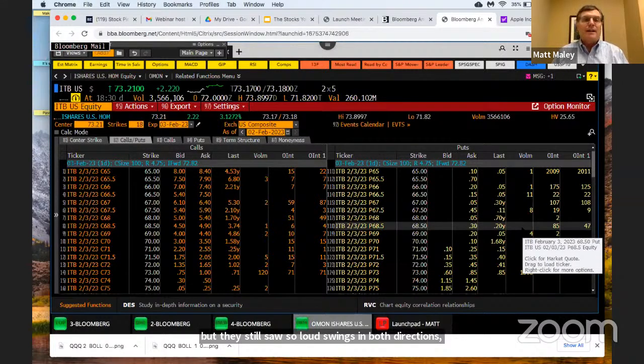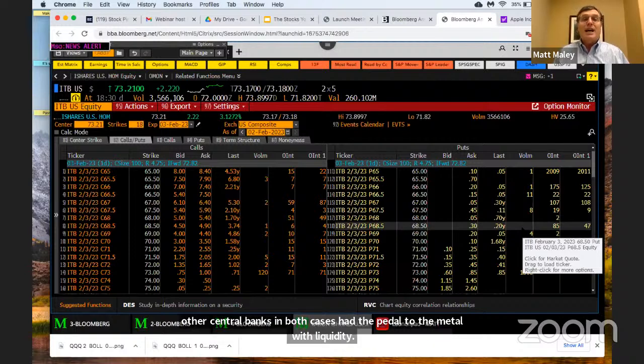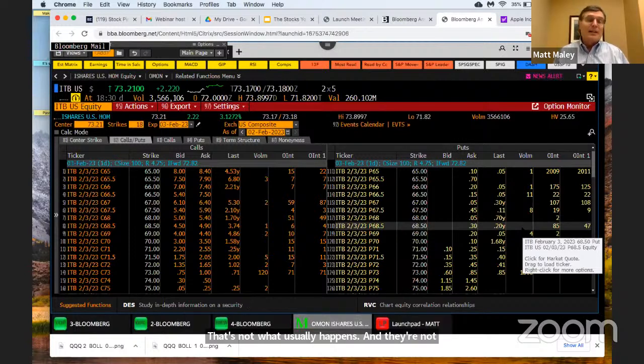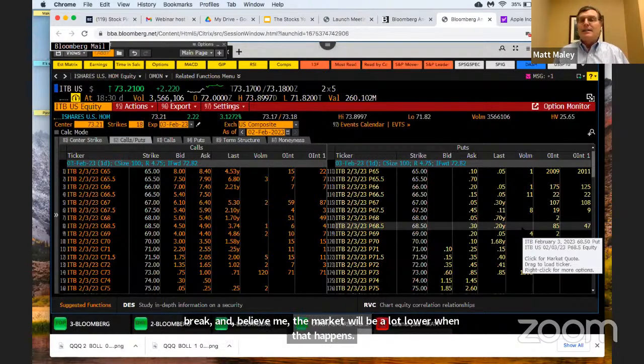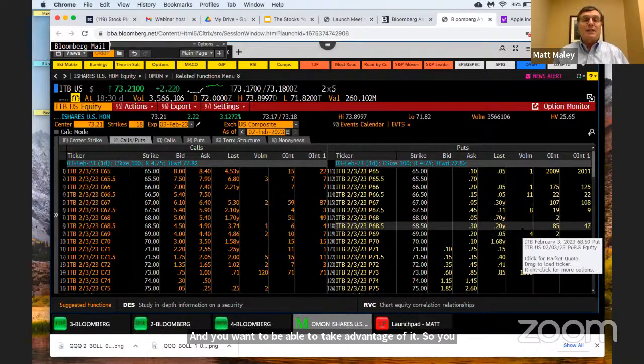It did work fine in the late 1990s. It did work fine in most of 2020 and all of 2021, because the Fed and other central banks in both cases had the pedal to the metal with liquidity. That's not what usually happens, and they're not going back to that. And if they do go back to that, well, then we can play it that way. But if they do go back to it, that means something's going to break. And believe me, the market will be a lot lower when that happens, and you want to be able to take advantage of it.